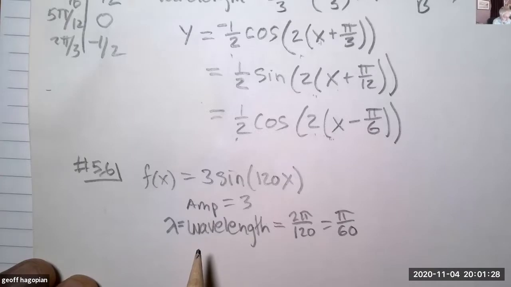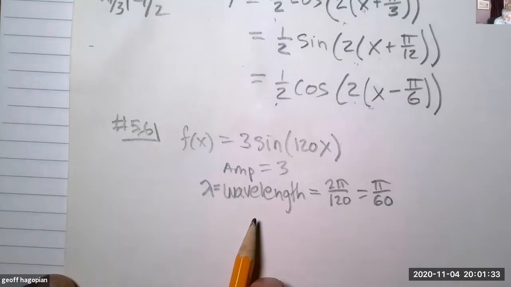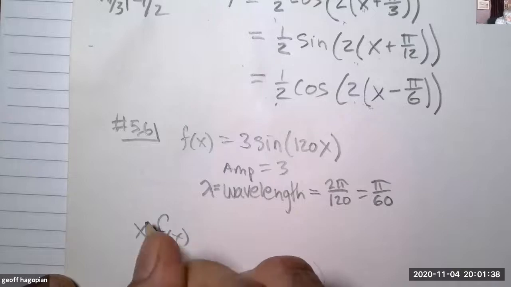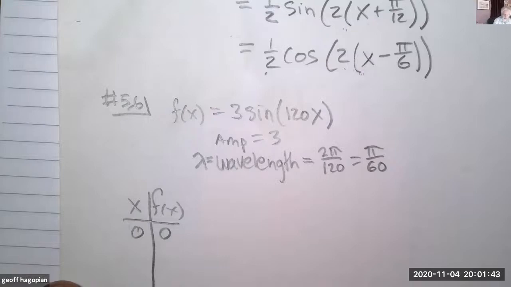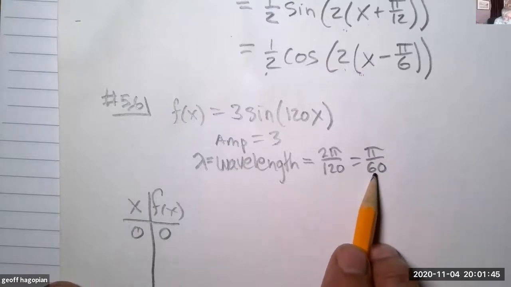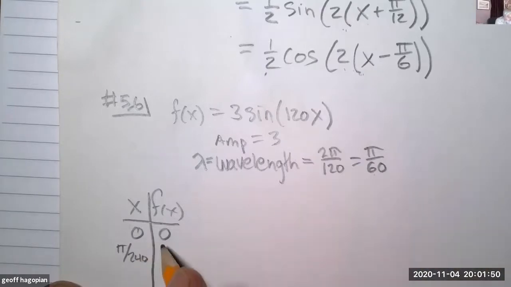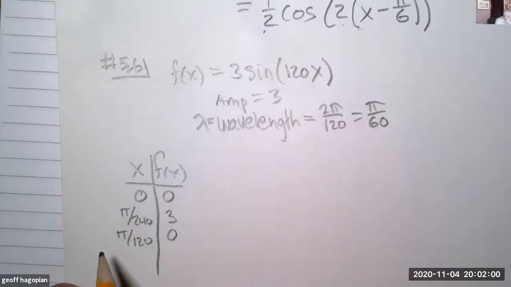Okay. So let's make a quick table of values based on just this information. There's no phase shift, right? So x and f of x. We're going to start at 0, 0. Then a quarter wavelength is going to be pi over 240. That'll take us to a peak, which is 3. Two quarter wavelengths will be a half wavelength, which is pi over 120, and then we'll be back to equilibrium. Three quarter wavelengths is going to be pi over 80.